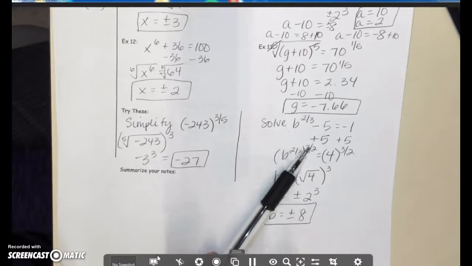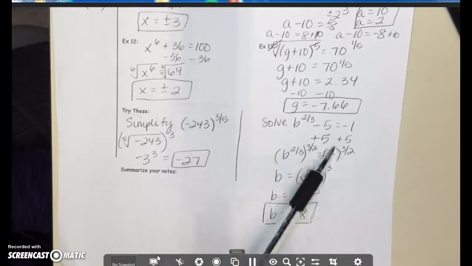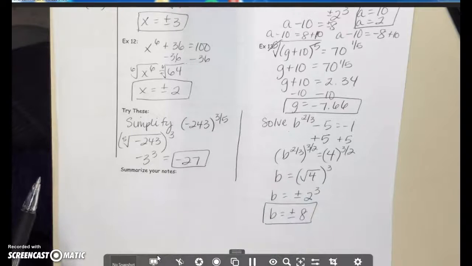I really want you guys to get in the habit of canceling out your fractional exponents this way, because it's much easier. So I'm just multiplying by the reciprocal on both sides. I can take the square root of 4. Remember that you have a positive and negative root when that base is positive and the root is even. And then I'm going to cube both of those, so plus or minus 2 cubed gives me plus or minus 8. That's it.